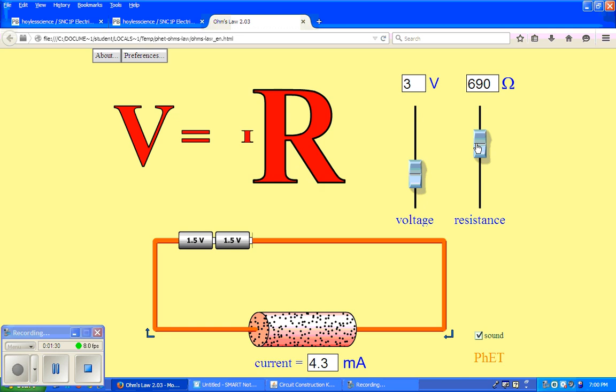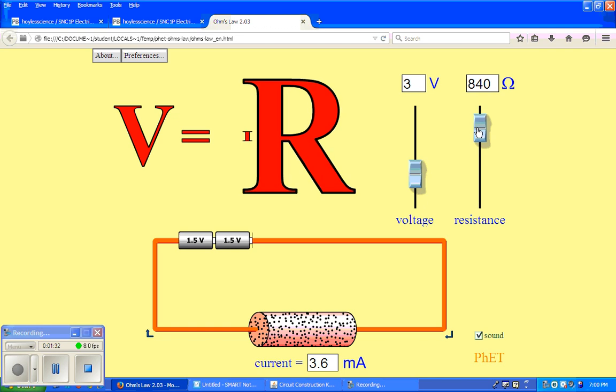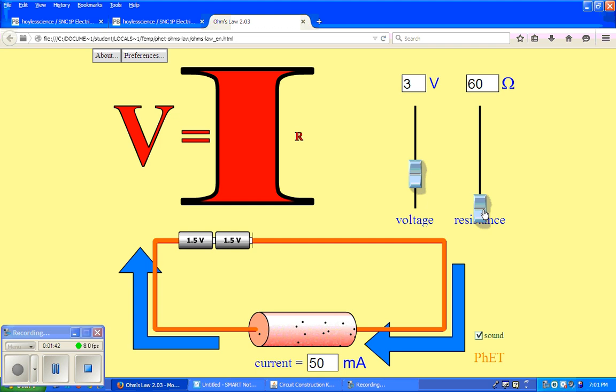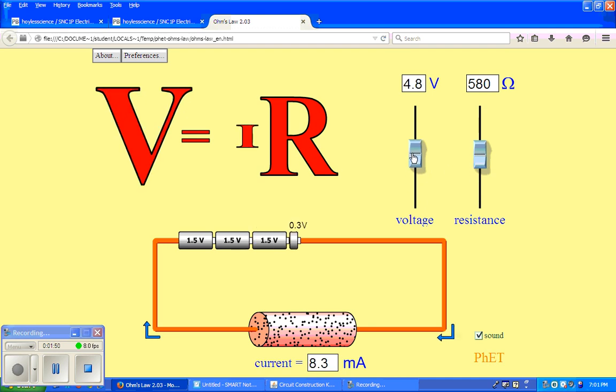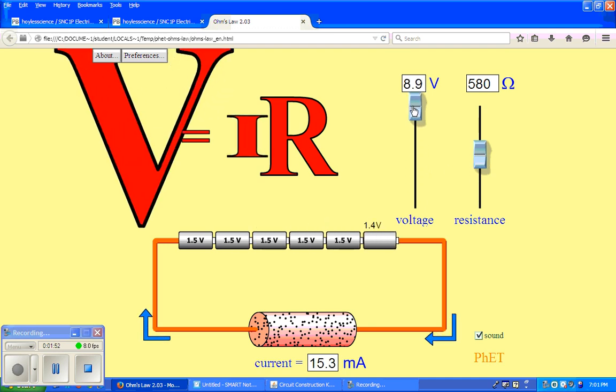If I increase resistance, there's a greater resistance for electrons to flow through the circuit, and so the current would go down. If I decrease the resistance, there's less of a pushback on the electrons, and the electrons are more free to move through. Okay, voltage: if I increase the voltage, there's a greater push on the electrons from the power source to get the electrons to go through the circuit, and therefore the current is going to go up.